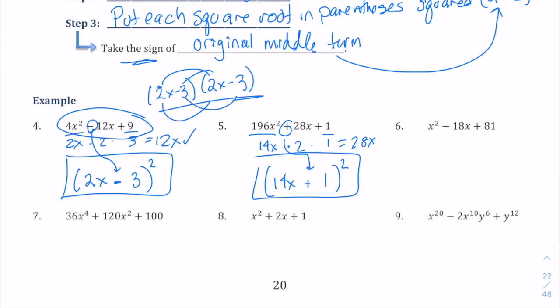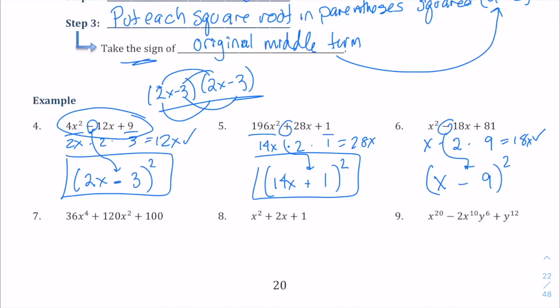All right, let's look at another example. Let's look at x squared minus 18x plus 81. Square root of this is x. Square root of that is 9. x times 2 times 9, that's 2x times 9, that's 18x. Yep, 18x. So we take the square root of the first, x. We take the square root of the third, 9. Put them in parentheses, squared. The sign of the middle comes down, so that's x minus 9 squared.